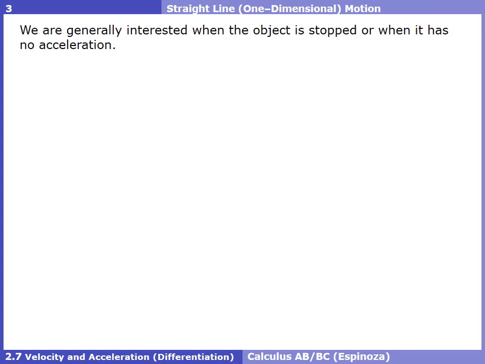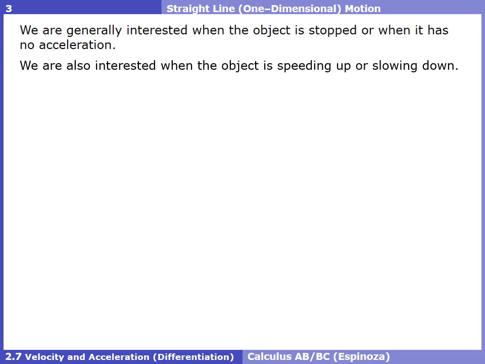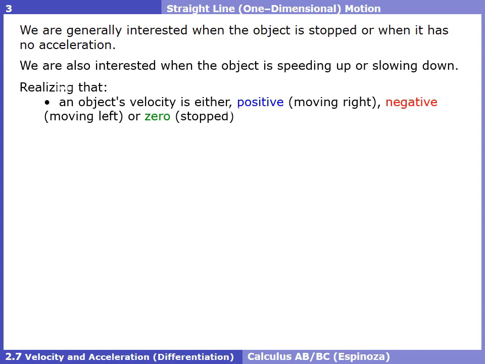Okay, continuing on this straight line, one-dimensional motion, we are generally interested in when an object is stopped or when it has no acceleration. In general, not all the time, but in general. But we're also interested in when objects are speeding up and slowing down. A lot of the times this will be asked of you on the AP test. So we need to realize some things.